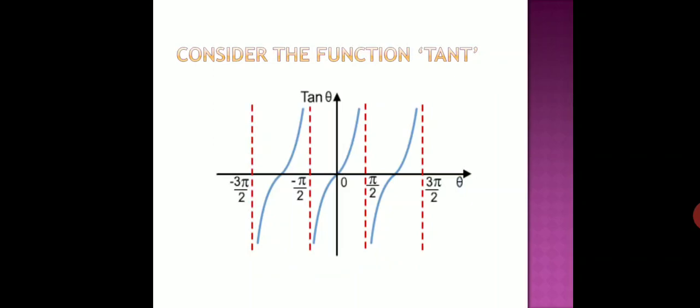In this case, tan pi by 2, tan 90 degrees, infinity values occur here. I have to show that graph.